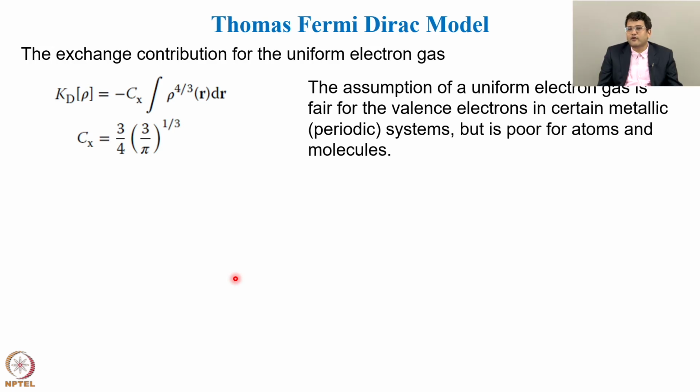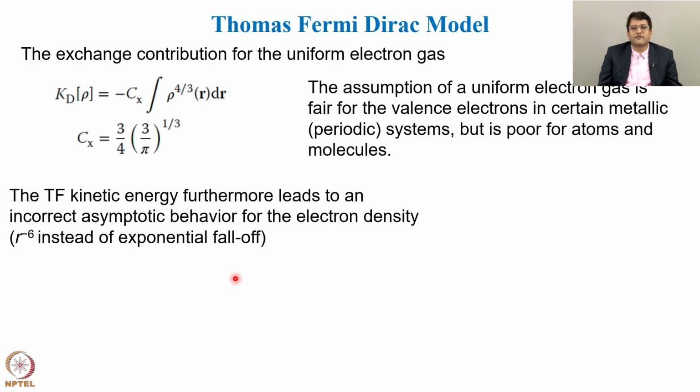But the assumption of uniform electron gas may be fair for valence electron in certain metallic systems. So, physicists love this kind of theories, Thomas Fermi Dirac theory, because it is an exact theory without any approximation, only depending upon density. So, it does not matter how large a system you are studying, it is not a problem. But this is a very poor approximation for atoms and molecules, because we have seen that in the case of molecules there are cusps in the density. So, density actually is changing. So, you cannot just write the simple formula for electron nuclear attraction, kinetic energy, Coulomb and exchange term.